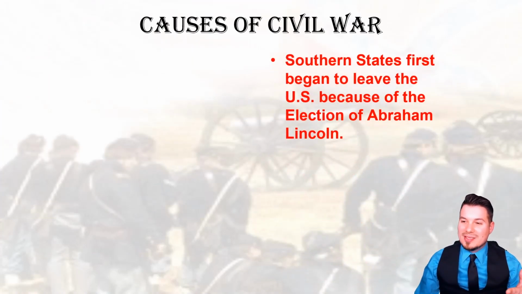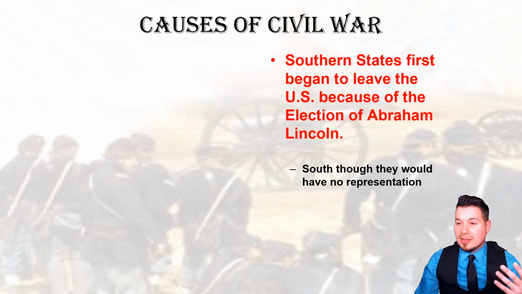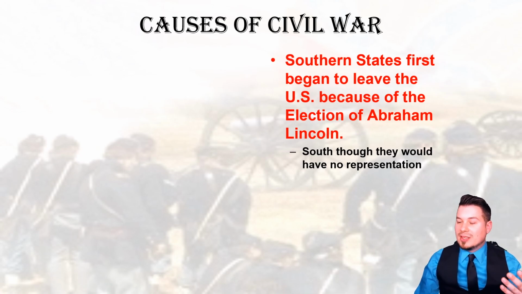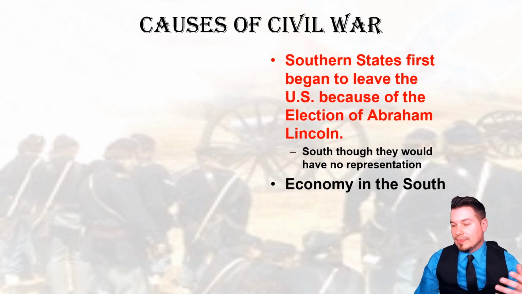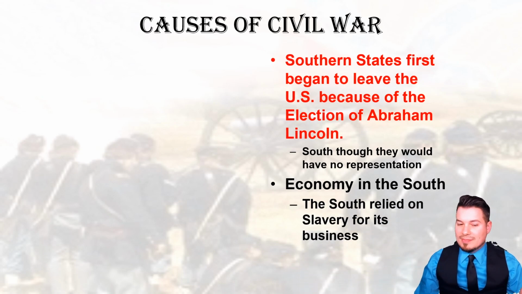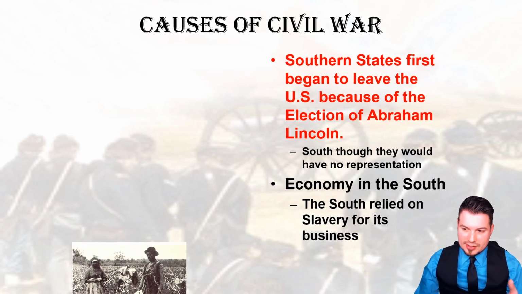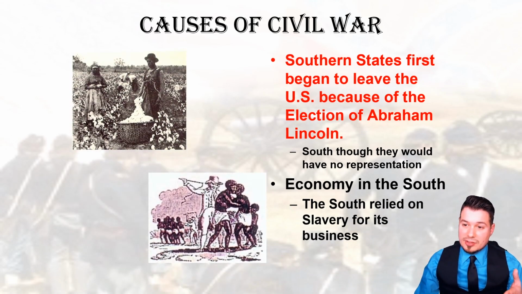Well, first, the Southern states first began to leave the U.S. because of the election of Abraham Lincoln, like we talked about. The election of 1860 goes down, and they think he's going to be a tyrant. The South thought that they would have no representation at all. The economy in the South, again, they relied on slavery for its business. So again, they were defending their right to own slaves.